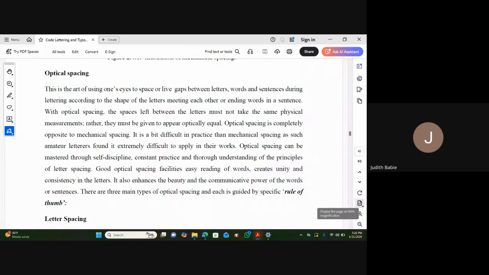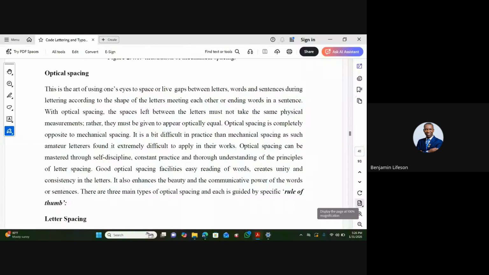As such, amateur letterers found it extremely difficult to apply in their works. Optical spacing can be mastered through self-discipline, constant practice, and through understanding of the principles of letter spacing. Good optical spacing facilitates easy reading of words, creates unity and consistency in the letters. It also enhances the beauty and the communicative power of the words or sentences. There are 3 main types of optical spacing, and each is guided by a specific rule of thumb.